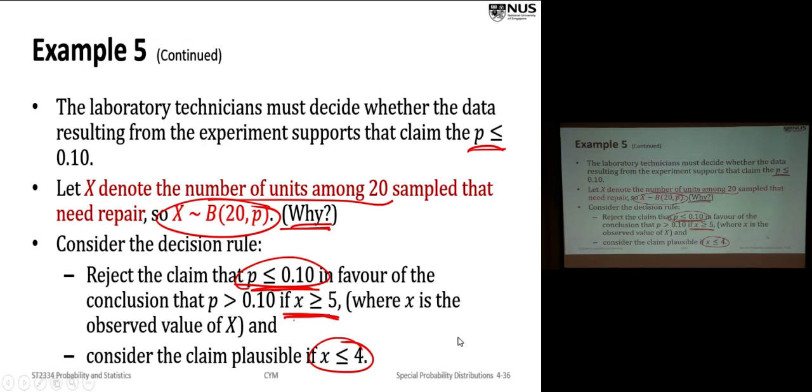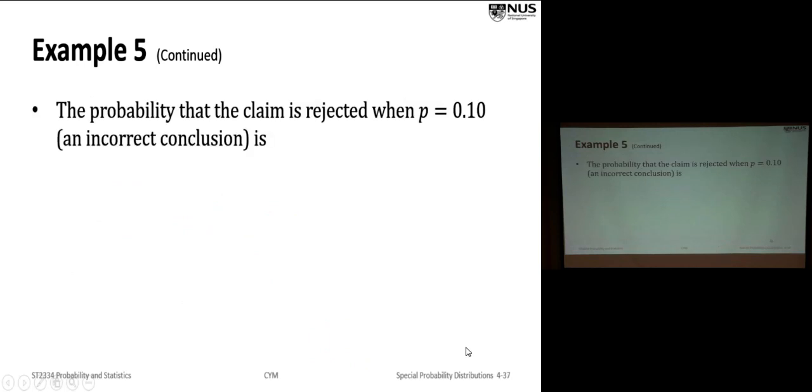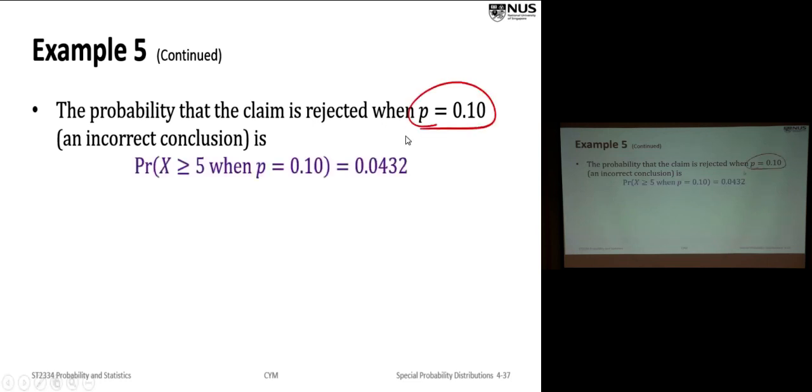So, no matter what decision you make, there's always a chance that you may make the wrong decision. So we accept that. But we want to minimize the chance of making wrong decisions. So we'll do the following. Suppose P is 0.1, and we reject it wrongly. In other words, suppose P is really very small, for example 0.1. But if the number of items needing repair out of this 20 is bigger or equal to 5, we make a decision.